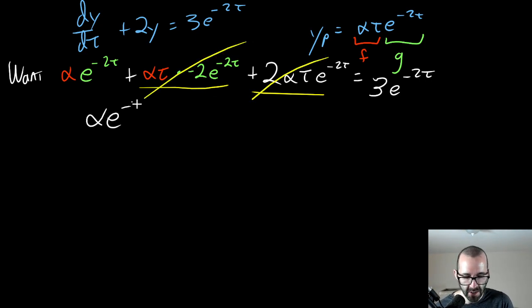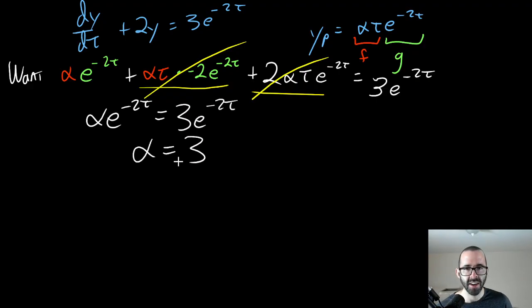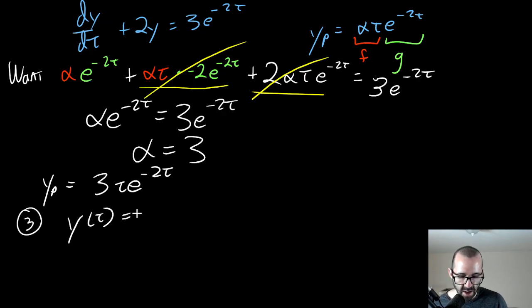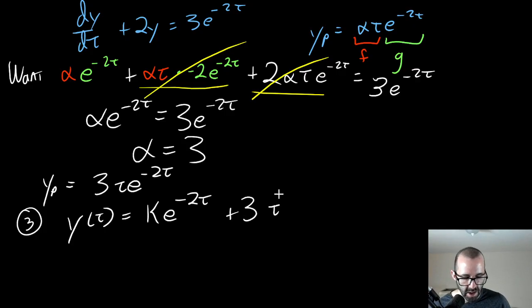So we have alpha e to the negative 2t equals 3e to the negative 2t. I can solve that equation, no problem. Alpha is equal to 3. All right. So we get a particular solution of 3t e to the negative 2t, which is fantastic. We could check our answer, or we could just move on to get our full solution. It's our general homogeneous solution, which is k e to the negative 2t, plus any particular solution. We found one: 3t e to the negative 2t.